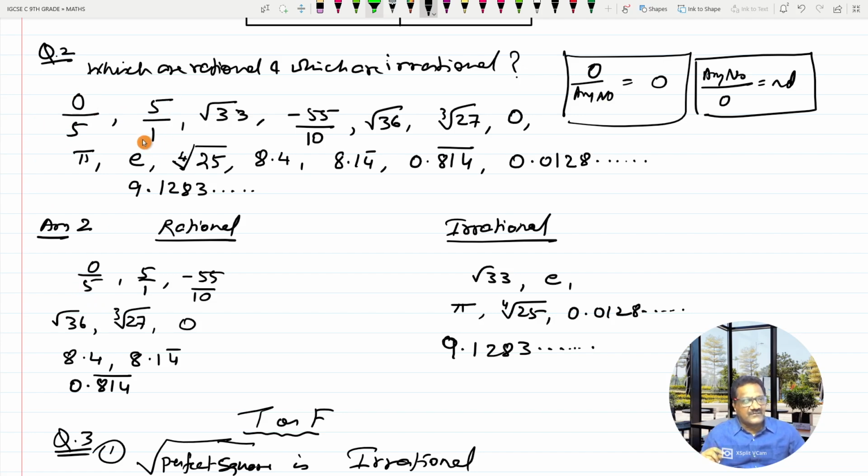5 upon 1 is a rational number. Root 33, you can see the square root sign and it is not a perfect square.